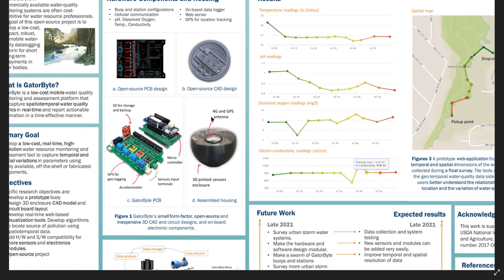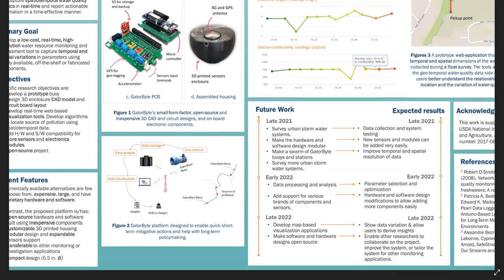The images here show the open source design for the circuit board and the 3D printed enclosure. You can also see the modular two-piece circuit design and the assembled 3D enclosure with the mounted 4G and GPS antenna. In figure number 2, you can see the flow of data from the source, that is the buoy in a water body, and how it can help water resource managers make informed decisions.